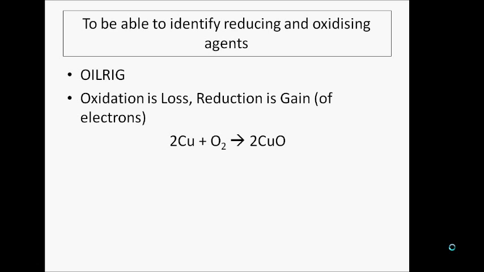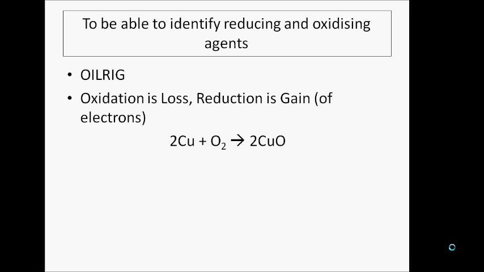So the copper is then a reducing agent because it is making another chemical gain electrons. So copper is the reducing agent in this equation. As you might imagine, oxygen is the oxidizing agent, because oxidation is loss of electrons. Oxygen, because it's gaining electrons, is taking those electrons from the copper. So oxygen is removing the electrons from the copper, and therefore it's acting as an oxidizing agent.